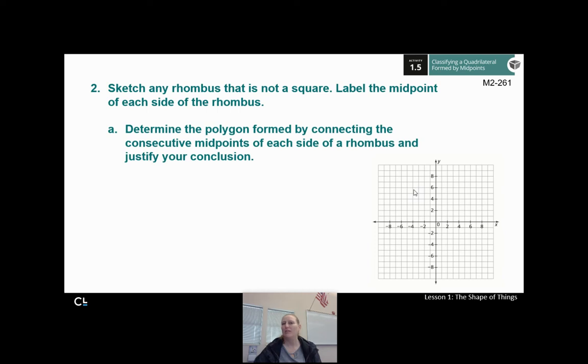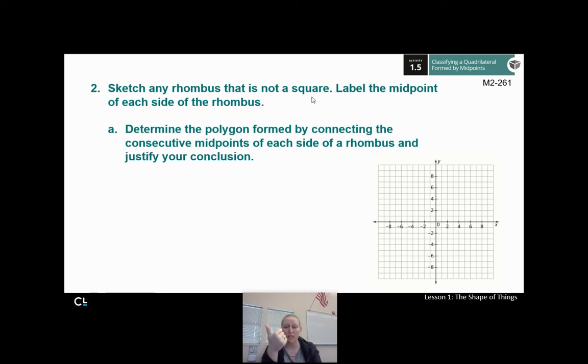But what if it's a rhombus? So here's what I'd like you to do. You can sketch any rhombus on here you like. Remember, rhombuses have 4 congruent sides, but not necessarily 4 congruent angles. So sketch any rhombus that is not a square, no squares. And I would like you to label the midpoint of each side of the rhombus.